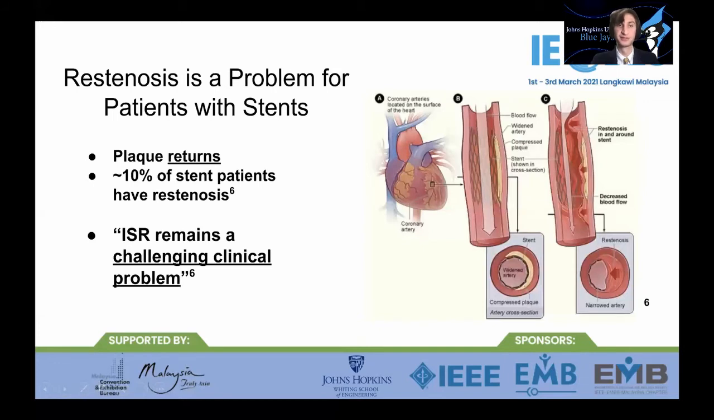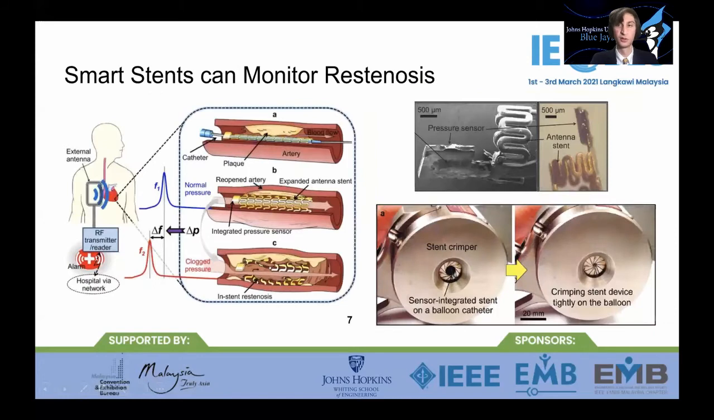However, these stents do have a problem, mainly restenosis, which happens in about 10% of patients. Restenosis is the return of plaque onto the stent, and in-stent restenosis, in a recent paper by the American Heart Association, was called a clinical challenge the cardiologists are still dealing with. So, smart stents were developed to help fix this problem.